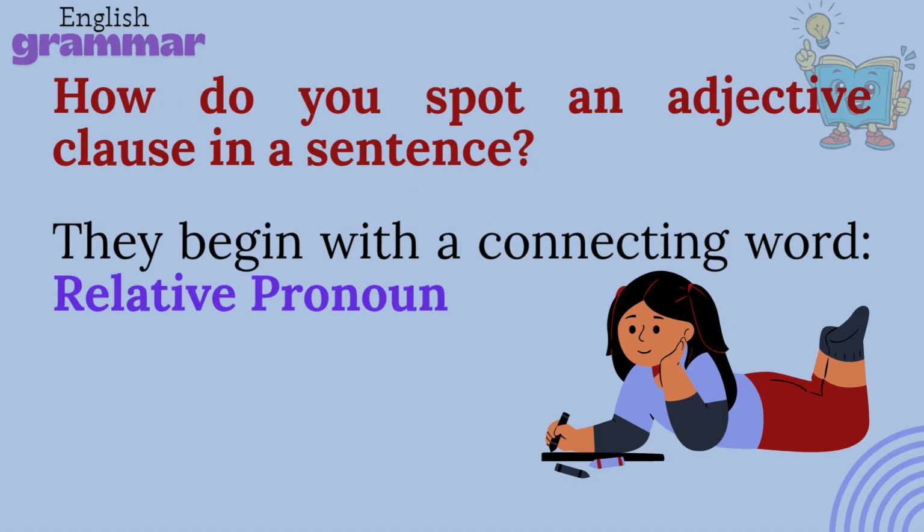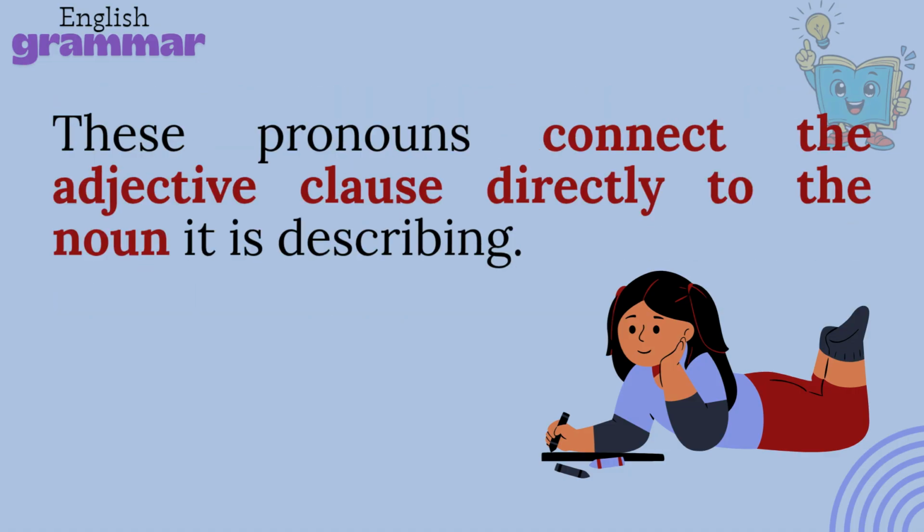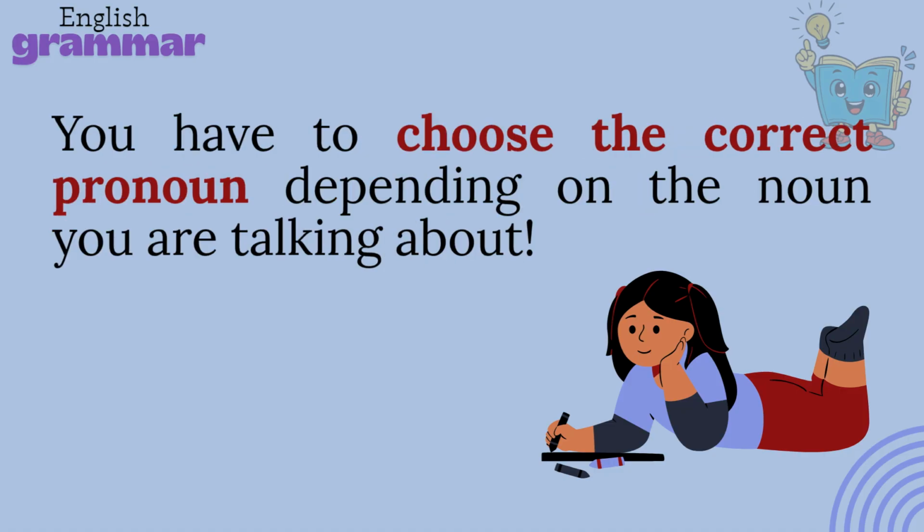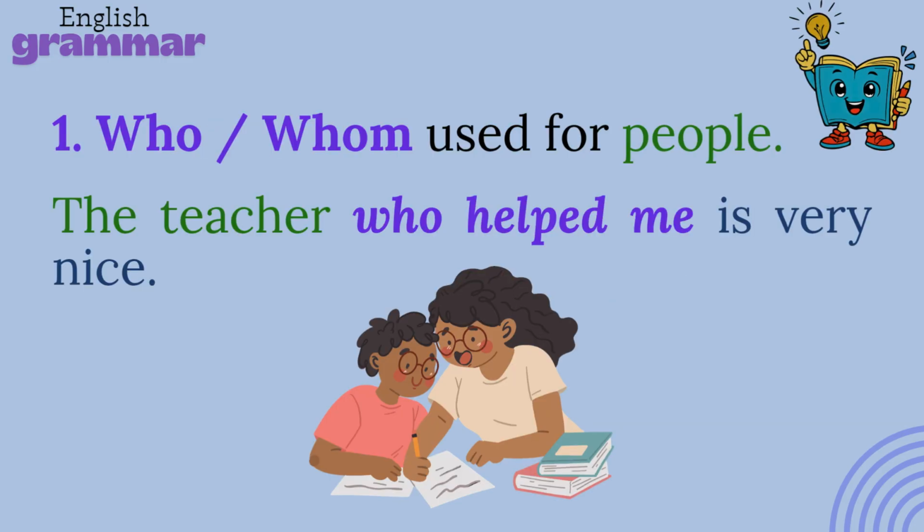So, how do you spot an adjective clause in a sentence? They are actually very easy to find because they almost always begin with a special connecting word called a relative pronoun. These pronouns act like glue. They connect the adjective clause directly to the noun it is describing. But here is where the rules get a little tricky. You have to choose the correct pronoun depending on the noun you are talking about. Let's look at the rules for choosing the right relative pronoun.